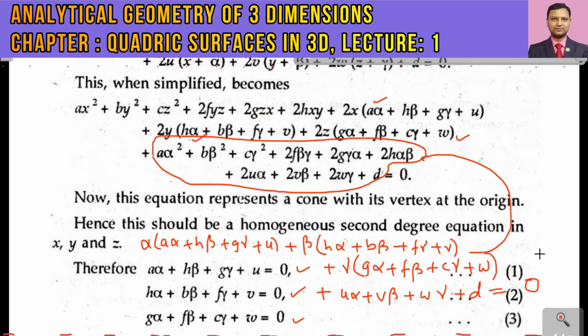Got it? Now you see over here, because this expression is equal to 0, you can omit this term.